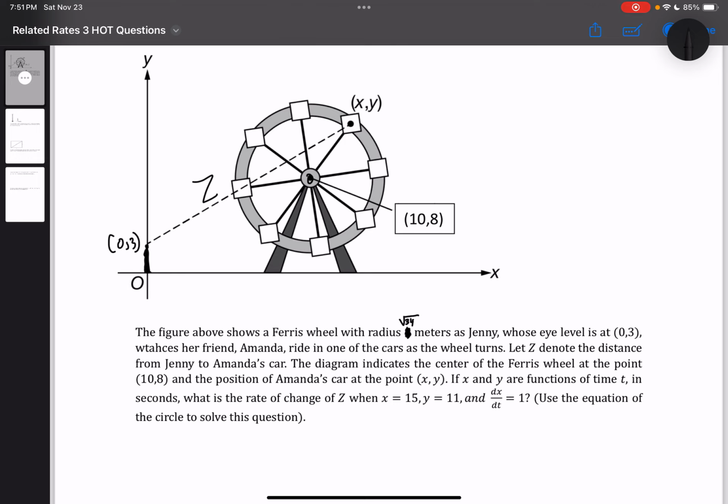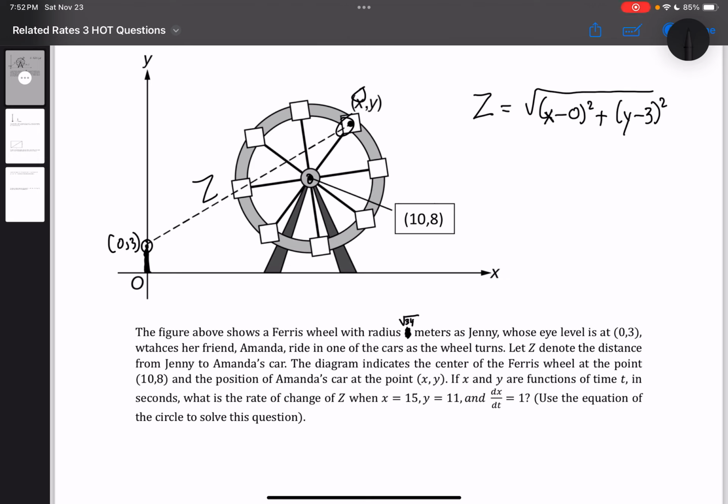So the first thing that you have to do in this type of question, whenever they ask you a related rates kind of problem, you need to know how to relate your variables together. And since they are talking about distances, I believe they want us to use the distance formula. So the distance formula, which is going to be denoted with z, because it's the distance from here to here, is going to be the square root of x minus 0 to the power of 2 plus y minus 3 to the power of 2.